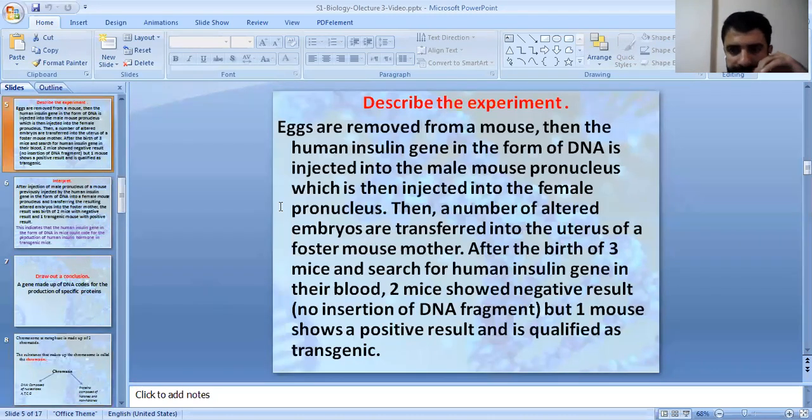So let's describe. Describe, as I said before, should be in the form of passive and should not include any additional information. So the eggs are removed from the mouse, then the human insulin gene in the form of DNA is injected into the male mouse pronucleus, which is then injected into the female pronucleus. Then a number of altered embryos are transferred into the uterus of the foster mother. Then after the birth of 3 mice and search for the human insulin gene, 2 mice showed a negative result where there is no insertion of the DNA fragment, but 1 mouse showed a positive result, and this mouse is classified as transgenic.